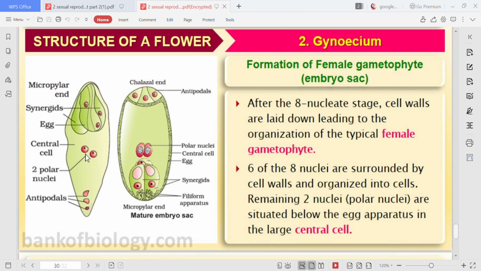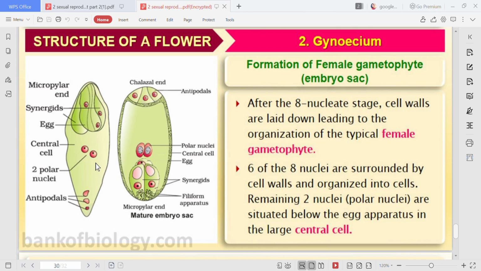Again I am repeating, out of 8 nuclei, 3 cells towards the micropylar end will form the cell wall, and they will now form a complete cell. 3 of them will be towards the chalazal end. Okay, 3 at the micropylar end, 3 at the chalazal end, and 2 nuclei. So 6 nuclei are already converted into cells now. So we are left with 2 nuclei. These 2 nuclei will move towards the center.